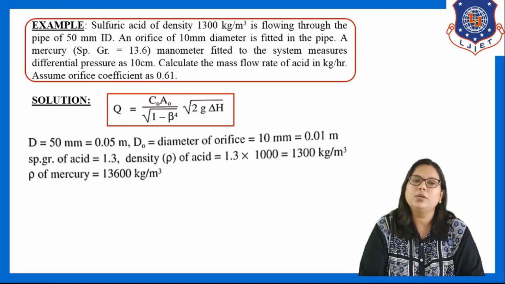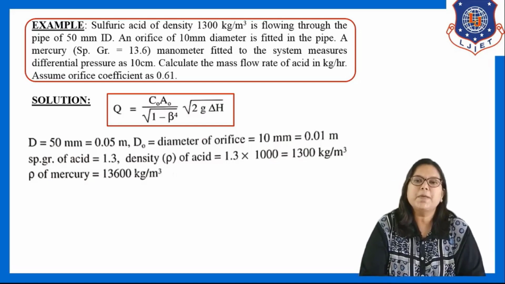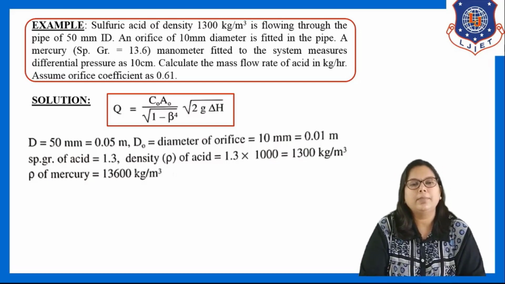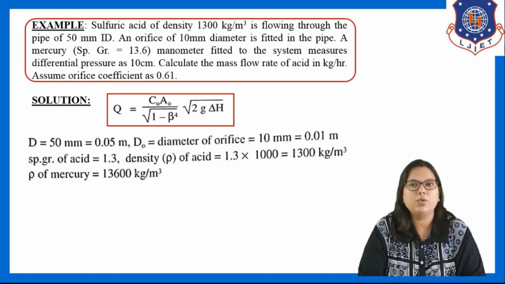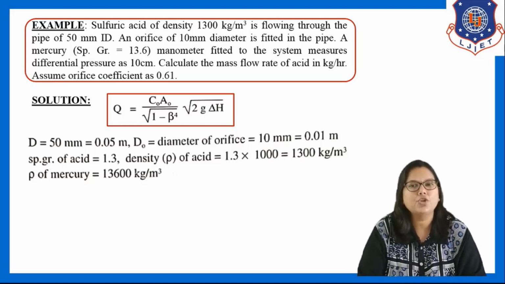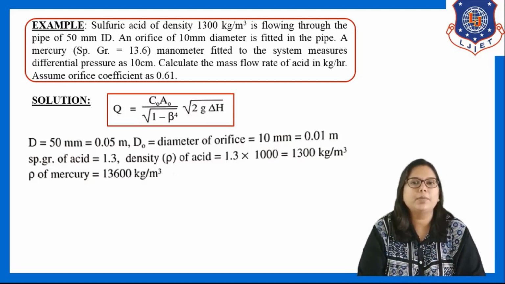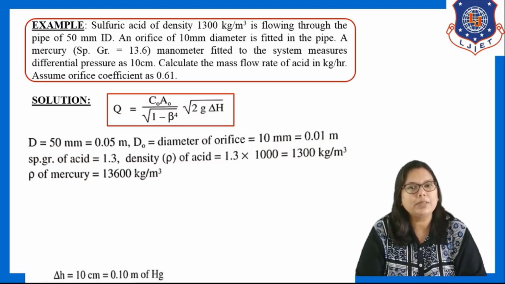Now let us list out the data given. Diameter of the pipeline is 50 mm, which is 0.05 meter. Diameter of the orifice D0 is given as 10 mm, equal to 0.01 meter. Specific gravity of the manometric fluid is given as 13.6. So rho of mercury is 13.6 into 1000, which equals 13600 kg per meter cube. And density of sulfuric acid is given as 1300 kg per meter cube. So these are the data given.